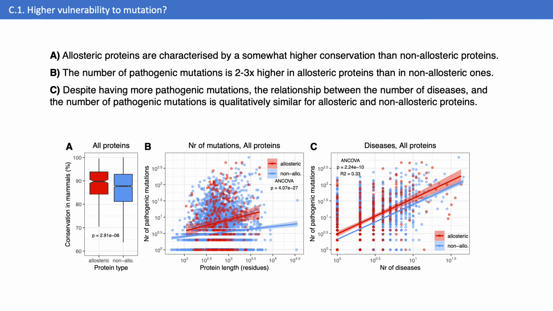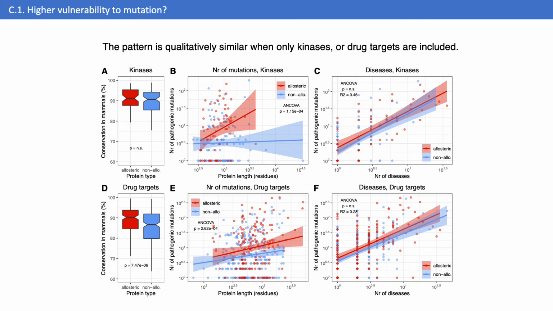Next, we examined the possible causes of this pattern. Sequence conservation is somewhat higher in allosteric proteins, and they also have more known pathogenic mutations than non-allosteric proteins. This might indicate higher vulnerability to mutation, but also research bias. However, the relationship between the number of diseases and the number of pathogenic mutations is qualitatively similar for allosteric and non-allosteric proteins. This pattern is not different when only a single protein family like kinases or drug targets is included in the analysis.